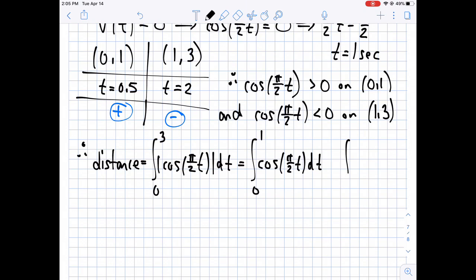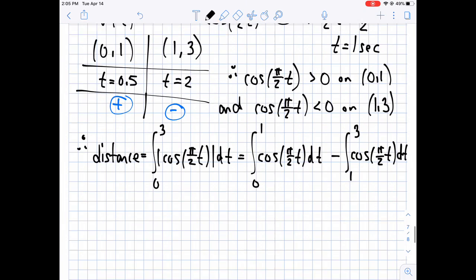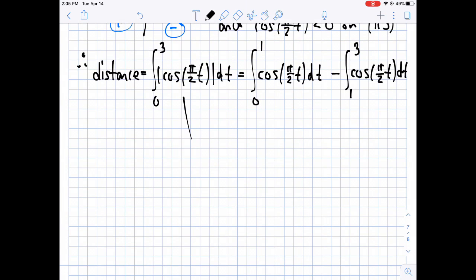So from 1 to 3, we will be integrating not just cos of pi over 2t, but instead negative cos of pi over 2t. And so really what we end up doing is we have taken our distance, we've taken the absolute value of cos, we've split it up into two different integrals, one on an interval where the cos function was positive and one where it was negative. Okay, so now let's actually just evaluate these two.